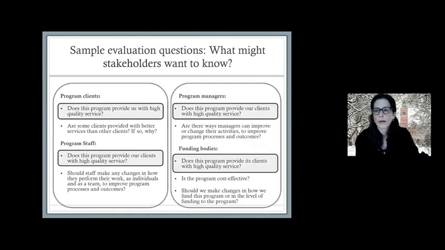So some sample evaluation questions, like what might stakeholders want to know, would be something that you would want to discuss with your team, like questions for program clients, questions for program staff, program managers, and funding bodies. So I think it's a good thought exercise to work through with the team. What might program clients want to know, and how would that be different from what the funding bodies want to know? These considerations would then all feed into what would be the appropriate topics for an evaluation.